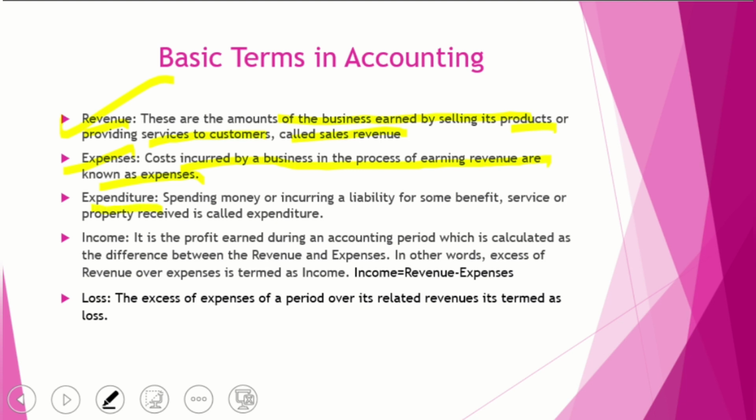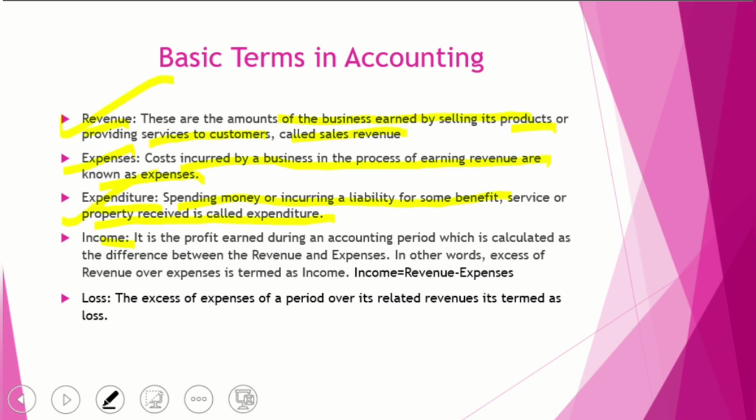Next, we have expenditure. How is expenses different from expenditure? We have to understand here. Spending money in incurring a liability for some benefit or service for property is known as expenditure. Expenditure is the amount of money which we spend while taking up assets like land or building, which we are taking for a long period of time, and the expenses incurred for such things are known as expenditure.